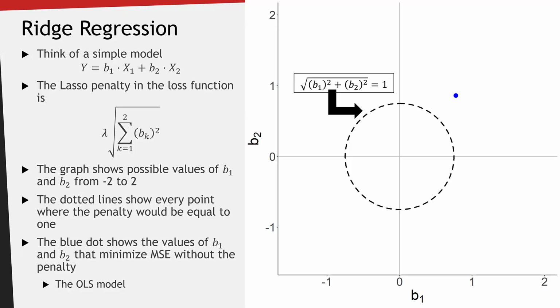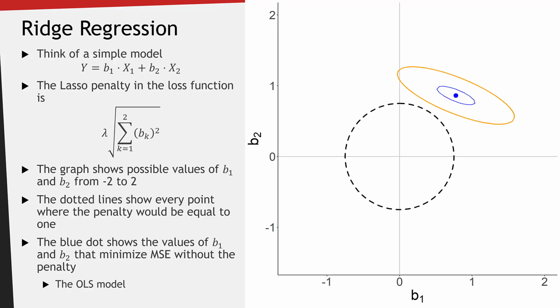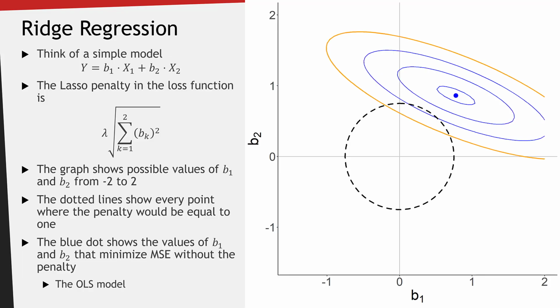So suppose that blue dot is the value of B1 and B2 that would minimize the mean square error of this linear function. Just like in the Lasso case, we can imagine we can move that blue dot just a little bit towards the circle. That would increase the MSE a small amount, but would also reduce the value of the penalty function. This orange circle highlights all of the points where we could move that blue dot to, where we'd see the same increase in mean square error. We could think about allowing mean square error to increase a little bit more, or maybe even a little bit more, and so on.